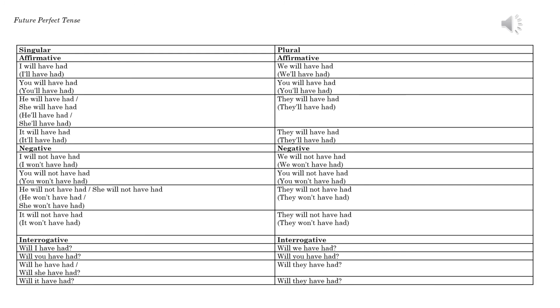Future perfect tense. Affirmative. I will have had. I'll have had. You will have had. You'll have had. He will have had. She will have had. He'll have had. She'll have had. It will have had.